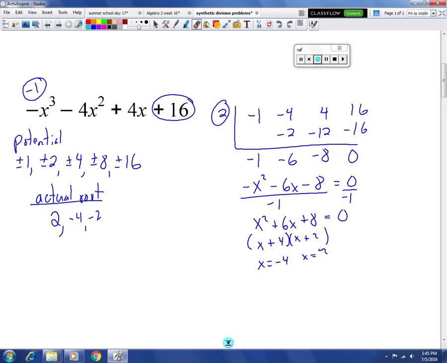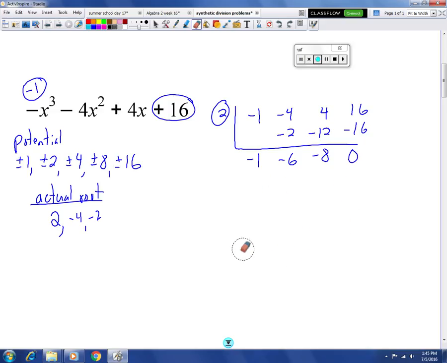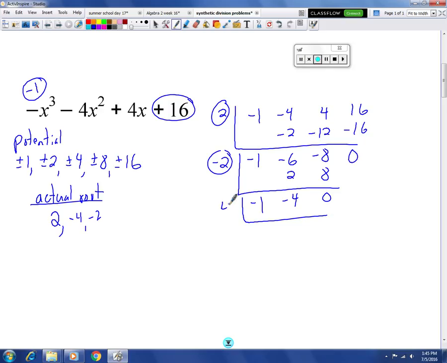But let's say we don't like that negative there, or we just like to practice our synthetic division. Let's keep going. Let's try synthetic division again. Let's try the negative 2, since we know that's a solution. We got a negative 1. Negative 2 times negative 1 is a positive 2. Negative 6 plus 2 is a negative 4. A negative 2 times negative 4 is a positive 8. Here's another actual root.